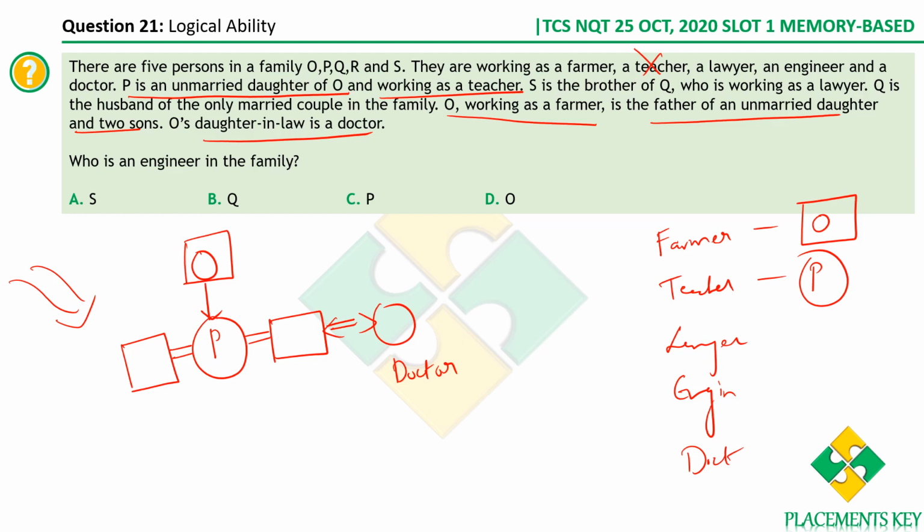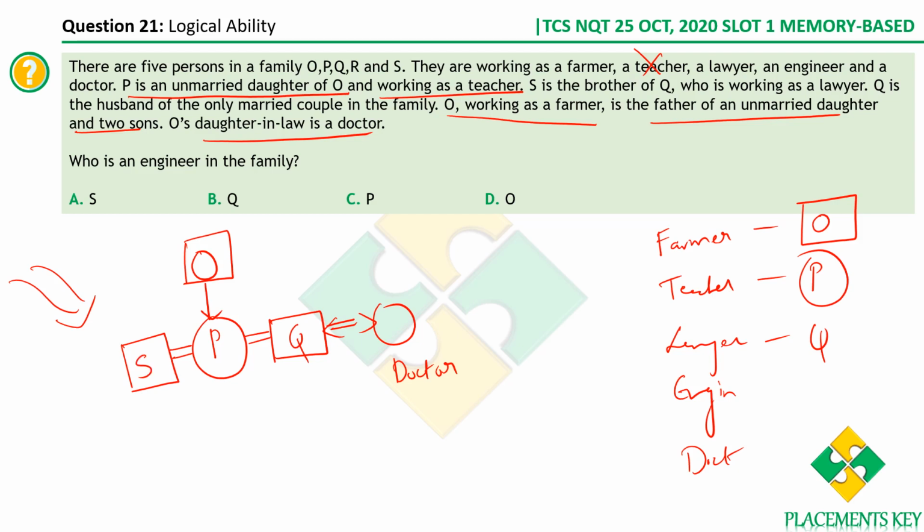S is a brother of Q. Therefore, these two should be S and Q, right? And also, Q is working as a lawyer. What else? Q is the husband of the only married couple, that's clearly given. So this is who Q is. Q is married to a girl who is a doctor. Q and S are brothers.